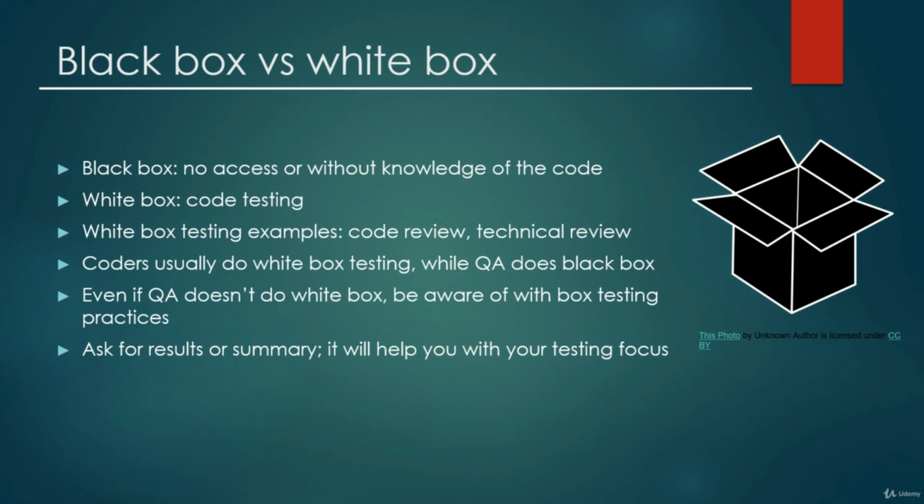While white box testing is actually when you test the code. Honestly, white box testing should really be called see-through box testing. It kind of indicates that you can see the code. So types of white box testing are code review and technical reviews, and this is what's done by the development team, while QA does the black box testing. So this is all the testing which doesn't require testing the code itself.